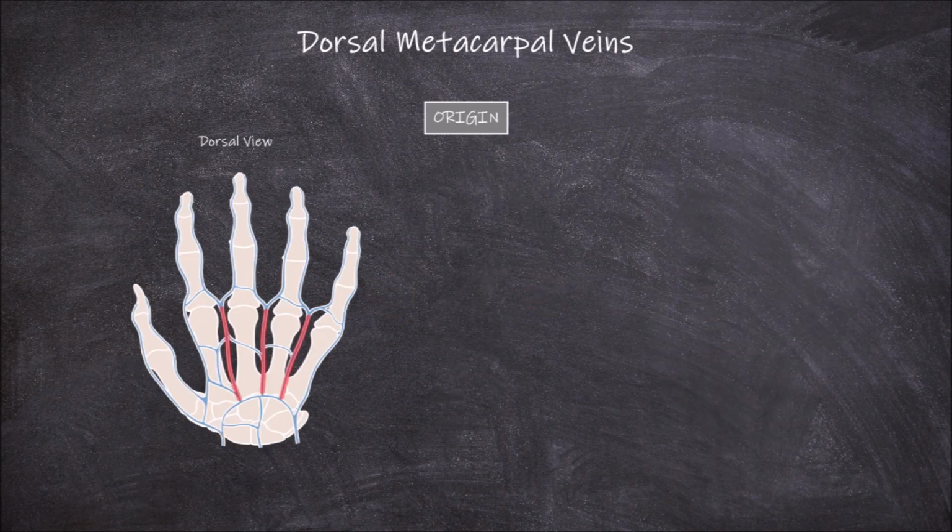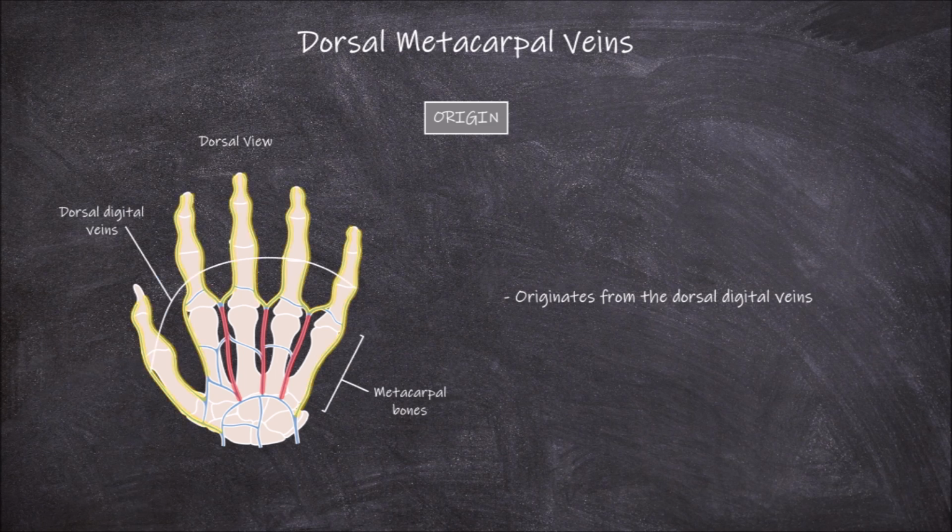Where do these veins originate? These veins originate and receive blood from the dorsal digital veins at around the heads of the metacarpal bones.